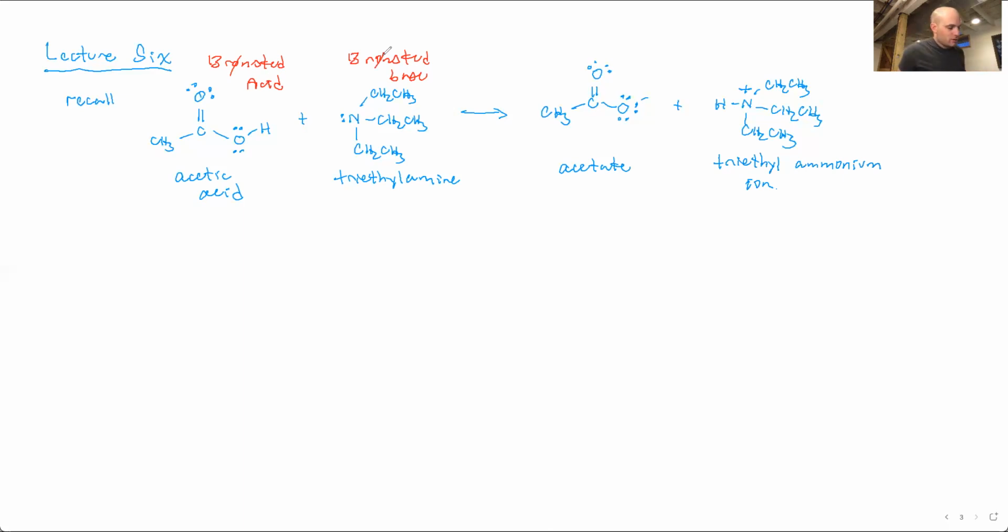The reason I redrew these is that I want to introduce two more terms, which is this idea of a conjugate acid or a conjugate base. Okay. And so what we say is that acetate is the conjugate base of acetic acid. And the triethyl ammonium ion is the conjugate acid of triethylamine.